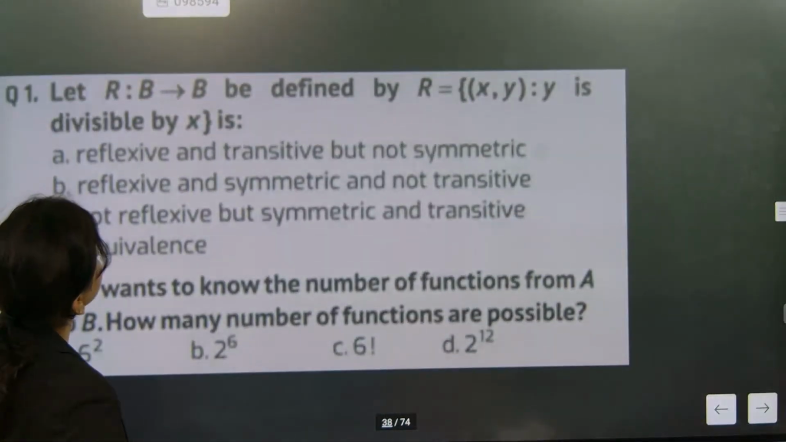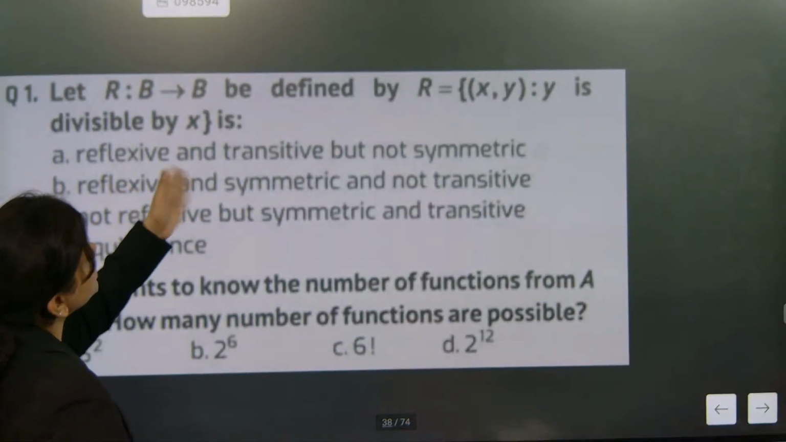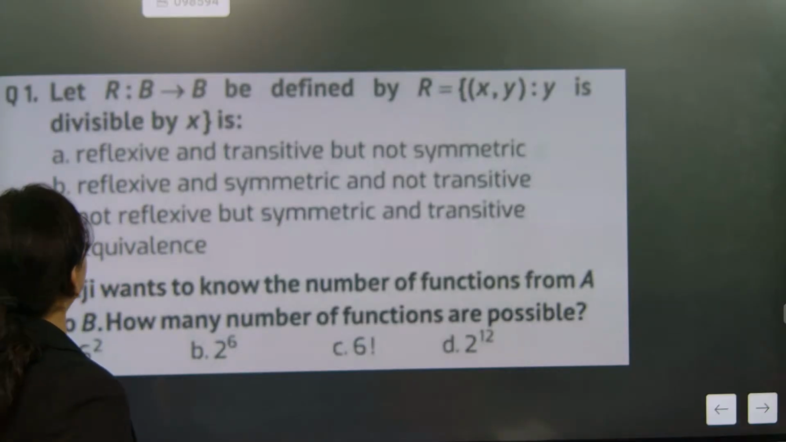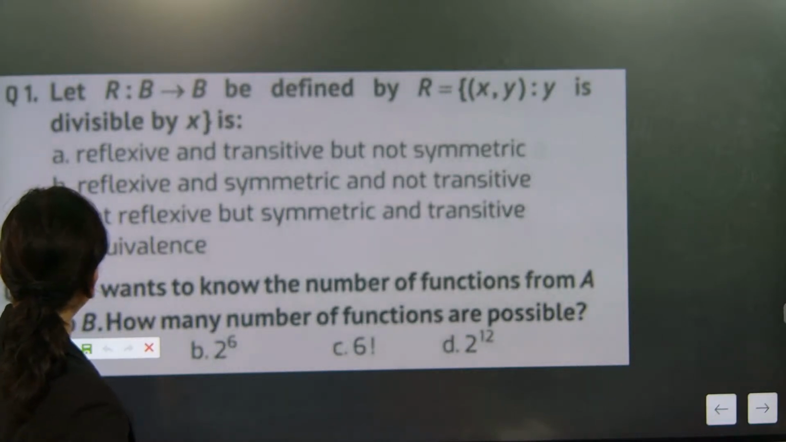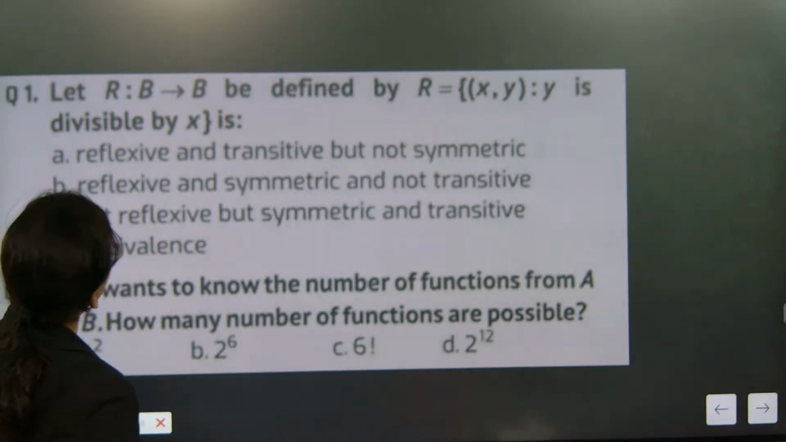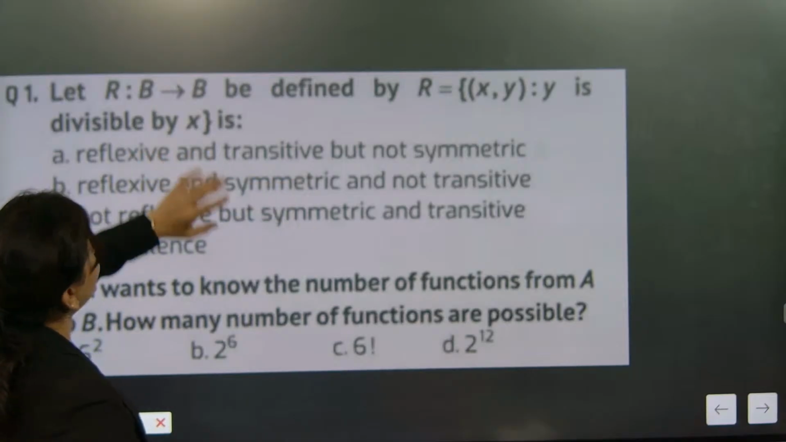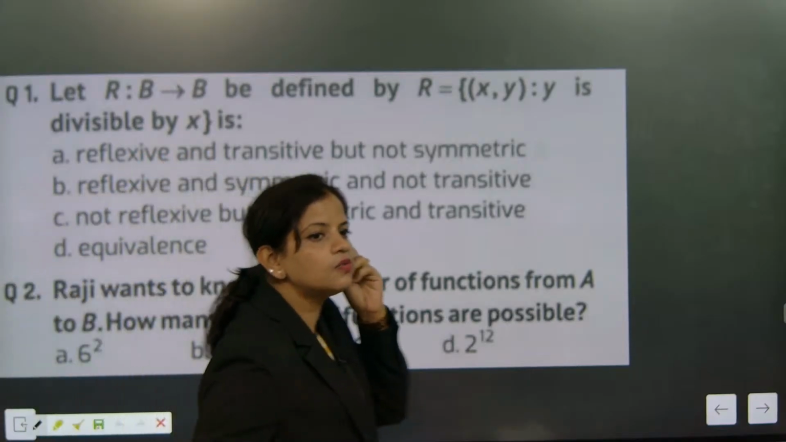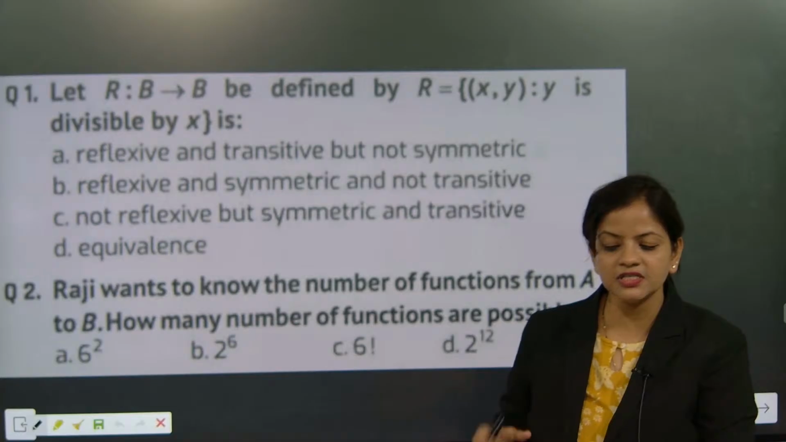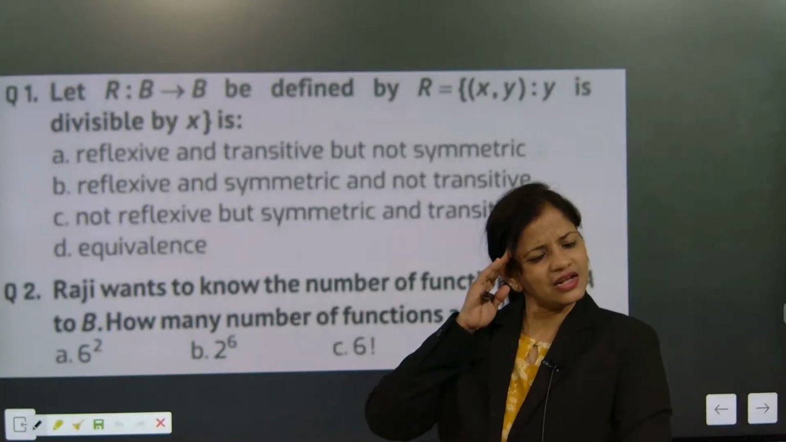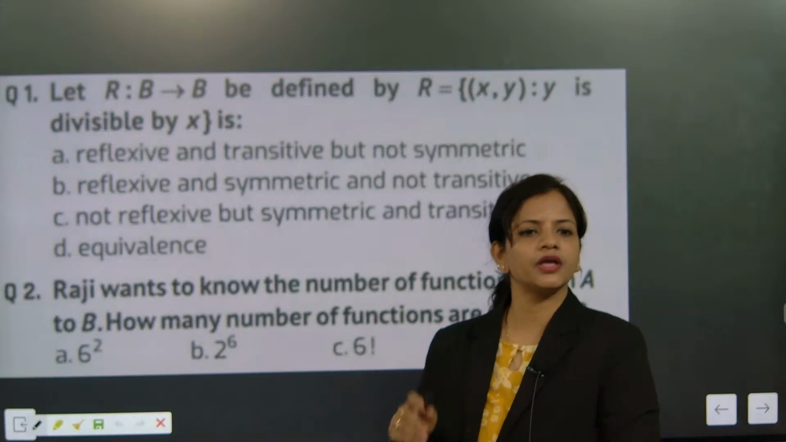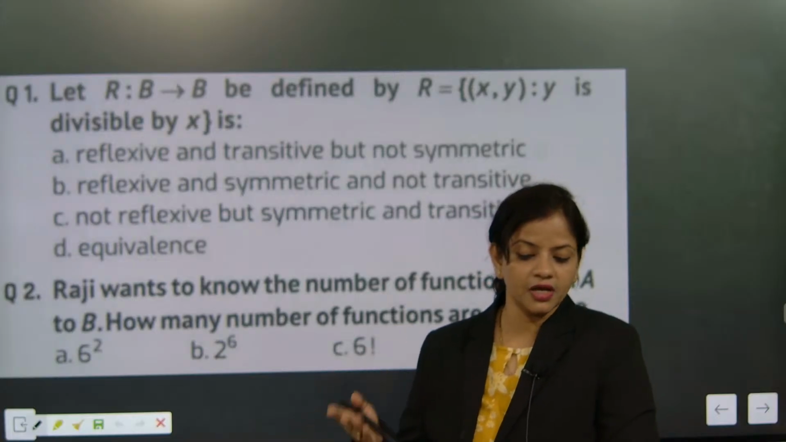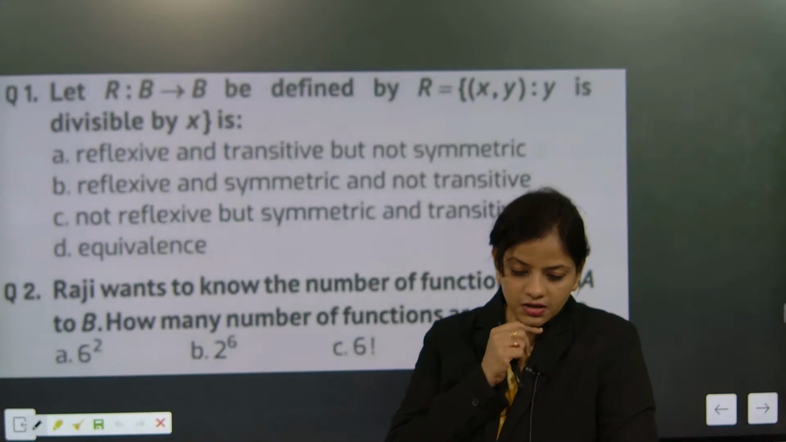First, R tends to, B tends to B is defined as Y is divisible by X. Whenever divisibility is coming, are we going to say anything about it? For divisibility, there is a very small statement: Y is divisible by X means X divides Y. Whenever factor-like or divisibility questions are coming, you need to understand this.